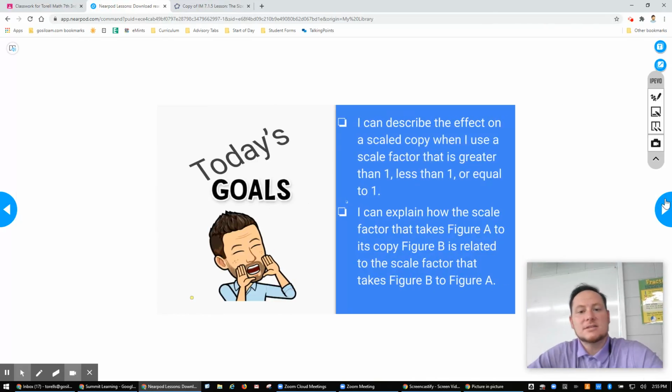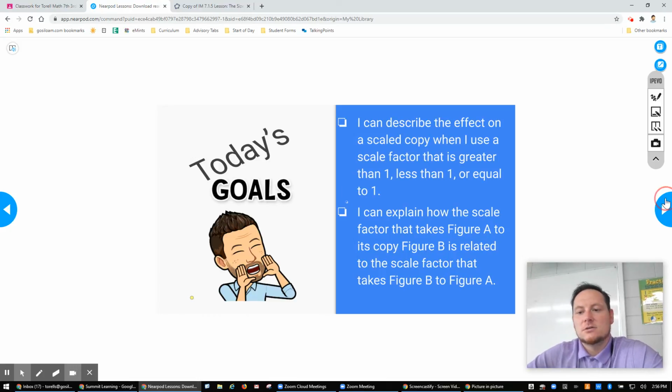The last thing you should do is look at these goals and see if they make a little more sense to you now. Can you describe the effect of a scaled copy when you use a scale factor that's greater than 1, less than 1, and equal to 1? And can you explain how the scale factor that takes figure A to its copy, figure B, is related to the scale factor that takes figure B to figure A? Hopefully you can do both of those. And if you did, congratulations. You knocked it out of the park.